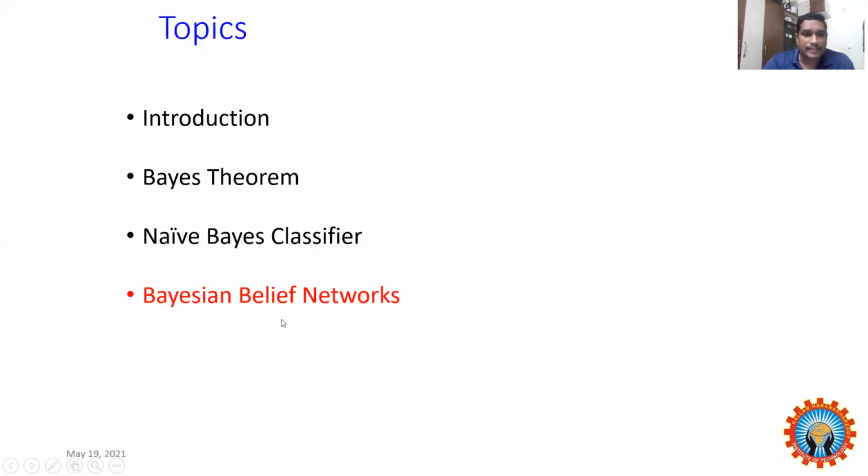In the next class we will discuss the last topic of this unit, Bayesian belief networks. This is an advanced topic, and the Naive Bayes classifier is also an advanced topic, but Bayesian belief networks is a purely advanced topic, which comes in machine learning, but we can discuss it in the next class.